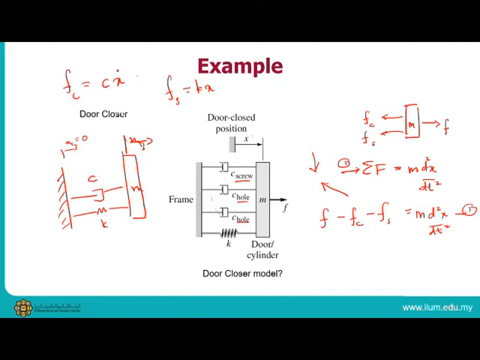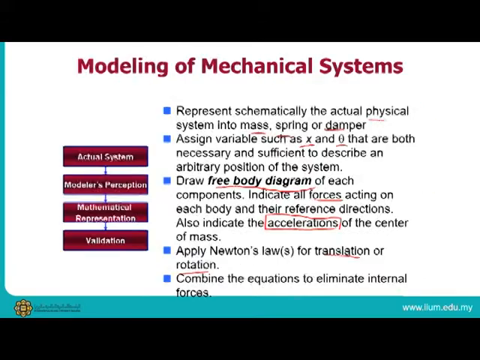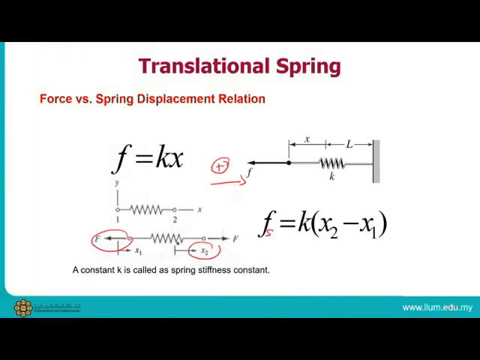So if you insert both equation 2 and equation 3 into equation 1, you get f minus c x dot minus kx equals m x double dot. When you rearrange this, you get m x double dot plus c x dot plus kx equals f. So you can see here this equation is similar to the example in the transfer function. What is it?